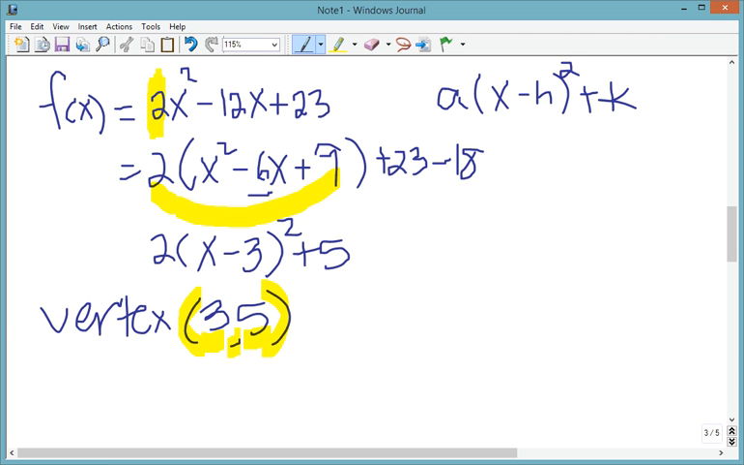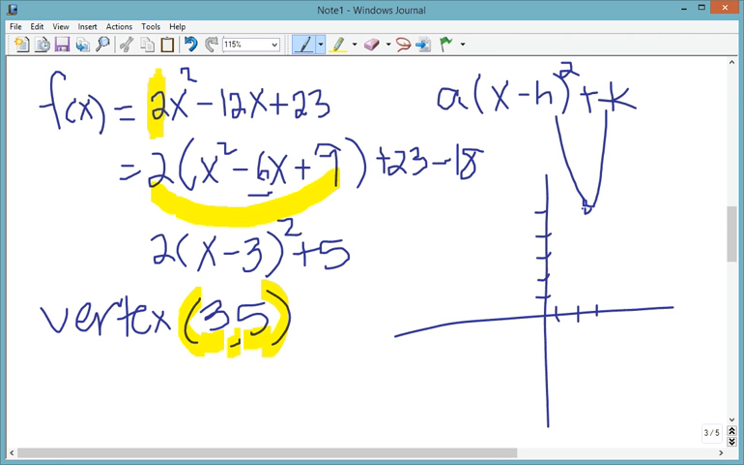You notice that if I were to graph this, the vertex would be at 3 and 5, and it's skinnier, right? It goes up by 2. So instead of going over 1 up 1, you go over 1 up 2. It's going to be extra skinny up there. Okay, but that's how we put it into standard form when there is a number in front.